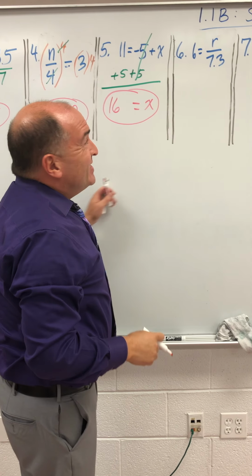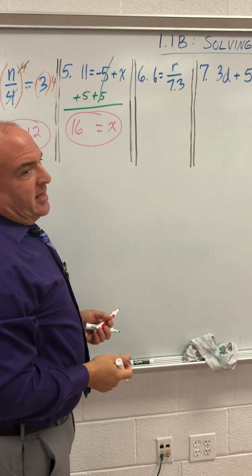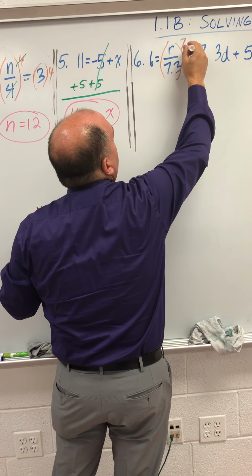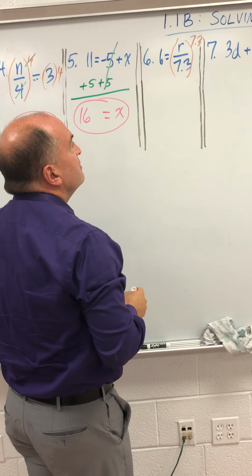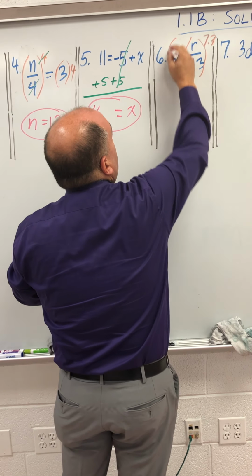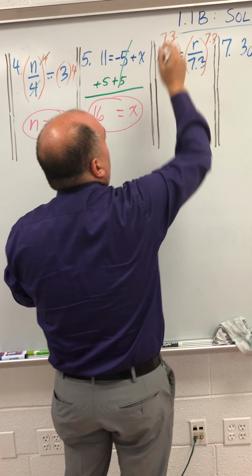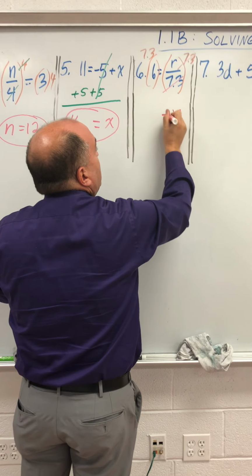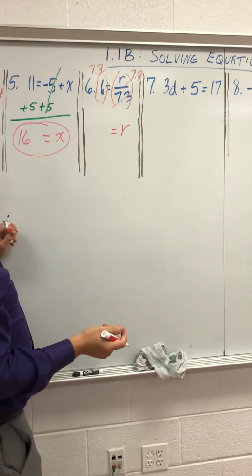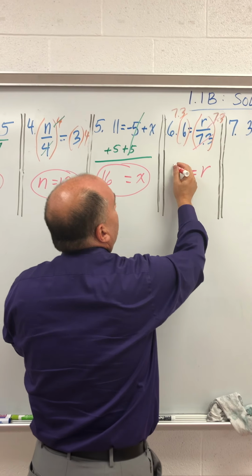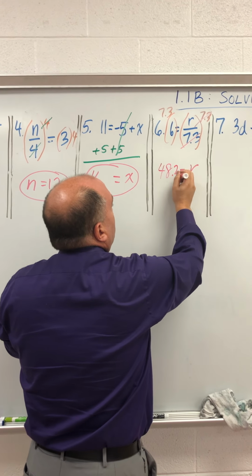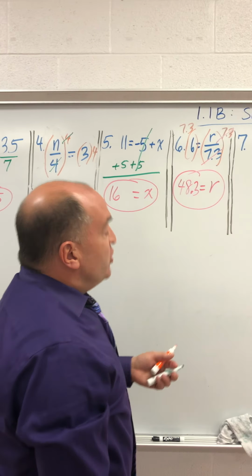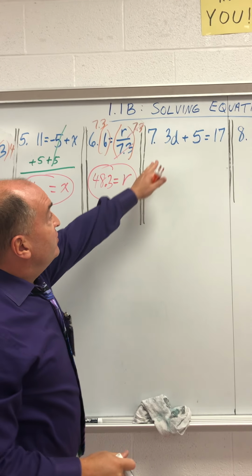Oh no! If the letter's on the right side and there's a decimal, you're not going to let that mess you up, are you? No! We're going to multiply by 7.3. R equals 7.3 times 6. You can use your calculator, I don't mind. It's going to be 48.3. Easy. Two steps.